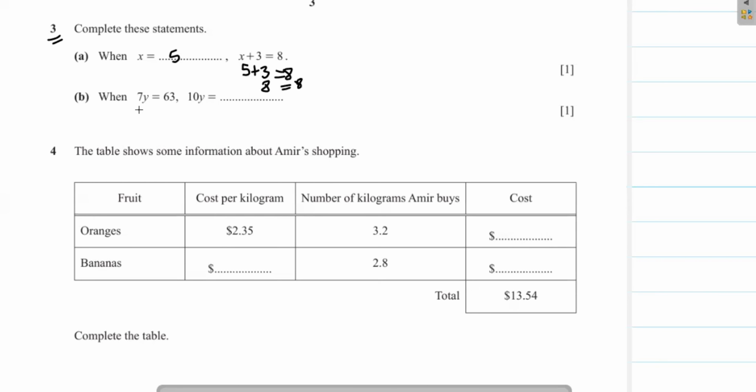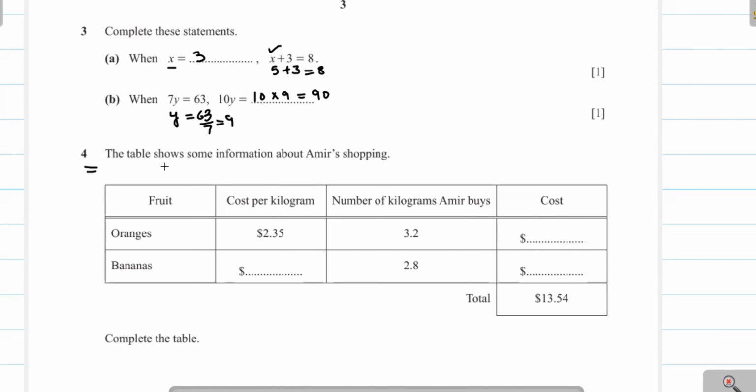What is the value of 10y? You see here, when we simplify, we get y equals 63 divided by 7, then y equals 9. Therefore, the 10y value will be equal to 10 multiplied by 9. This value is equal to 90. And this is the answer.